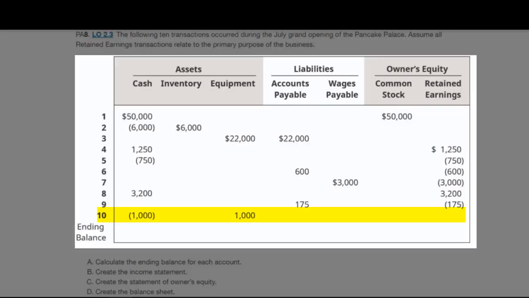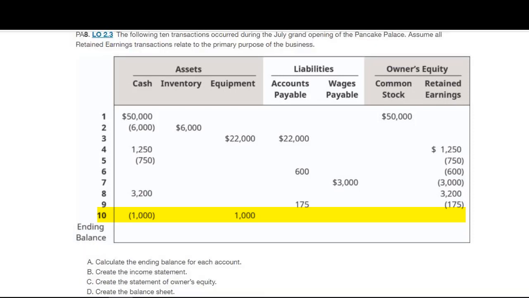Okay, let's look down at row 10, which is just a little bit different than row 3. That's because in row 10, we buy equipment, but we don't run a tab. We don't incur a liability. We just pay for the equipment in cash.